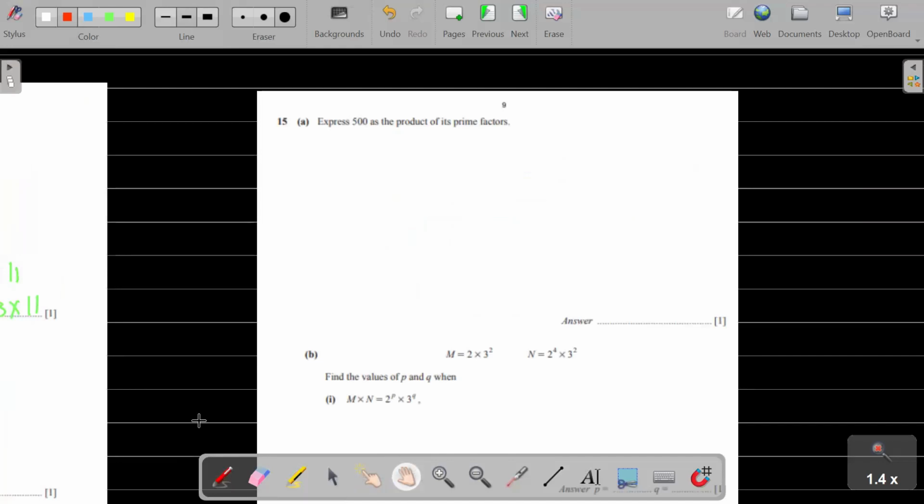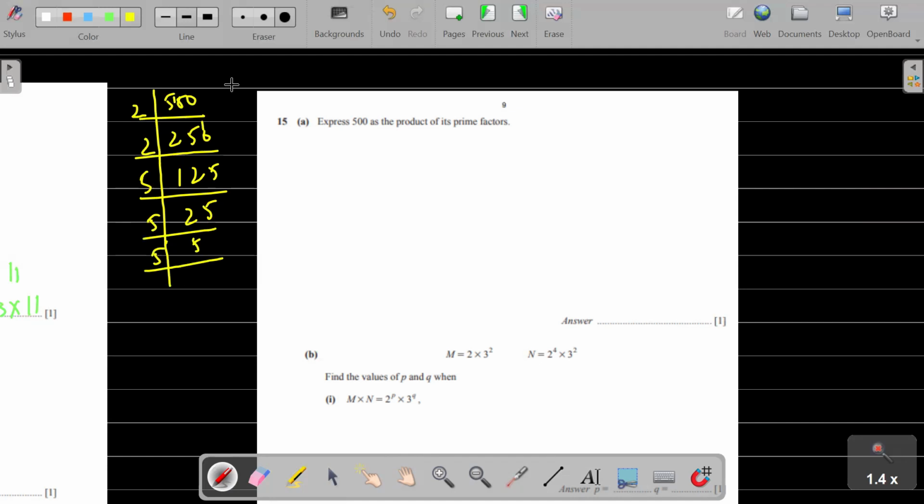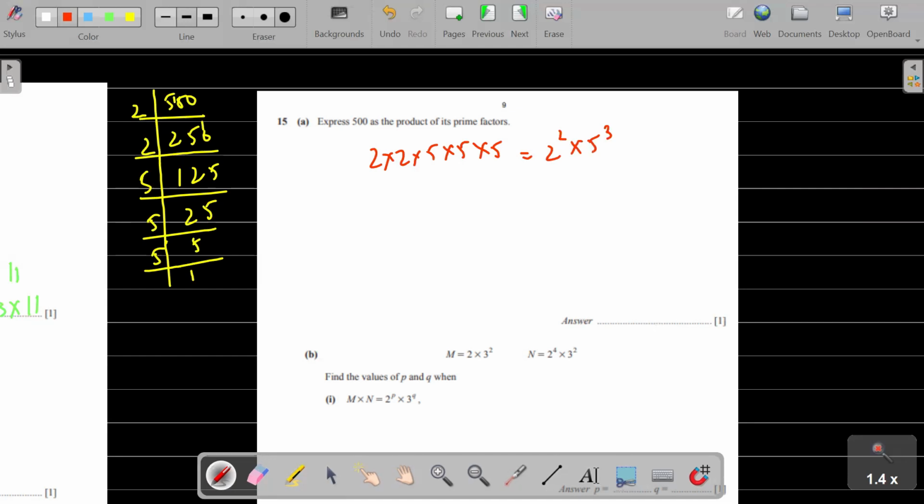Express 500 as a product of its prime factors. 500: it is not divisible by 2 here, so we are going to choose 5. 5 twos are 10, 2 carry forward, 5 fives are 25, 5 fives are 25, 5 ones are 5. It's 5 times 5 times 5, or we can write it as 2 raised to power 2 times 5 raised to power 2. So 2 raised to power 2 times 5 raised to power 2 is my prime factorisation.